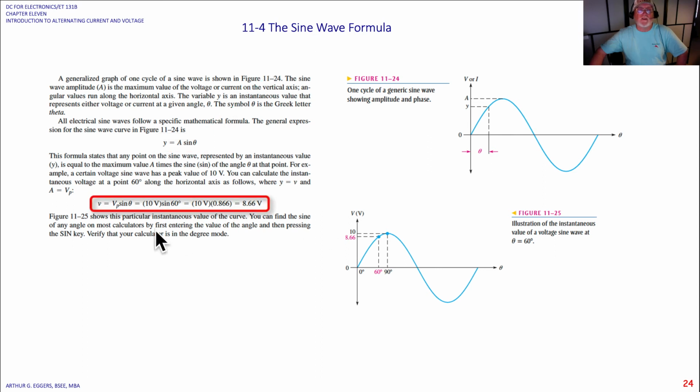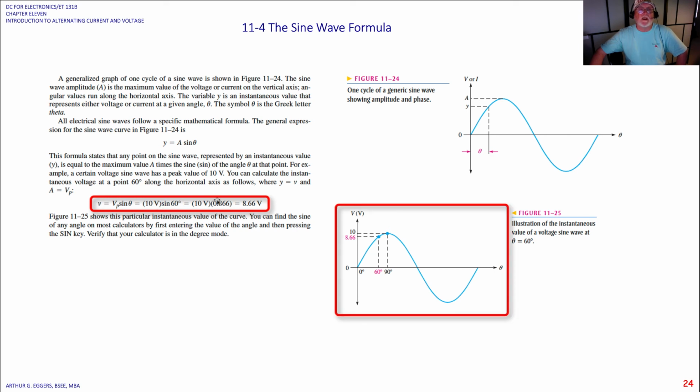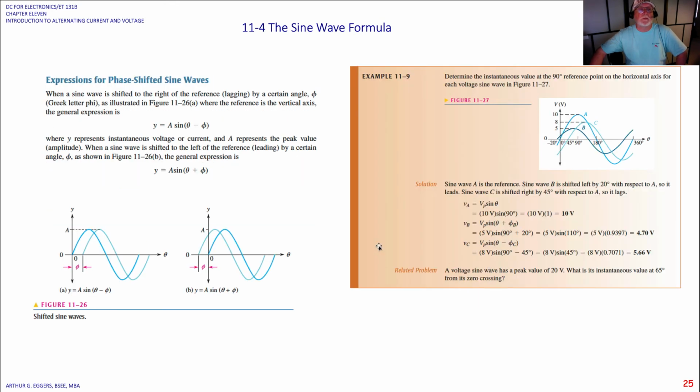If we look at it further, we can see that the voltage, this is a time relationship, is the peak voltage times the sine of theta. Well, if the peak voltage is 10 volts and the angle is 60 degrees, the sine of 60 is 0.866, times 10 gives me a voltage of 8.66 volts. We can see that on the sine wave right here at 60 degrees, and we see that it's 8.66.